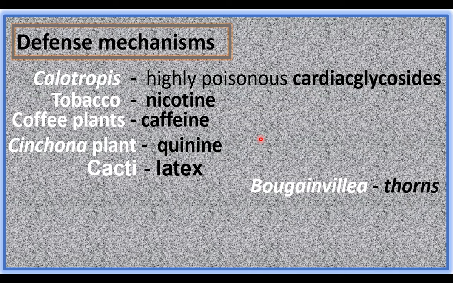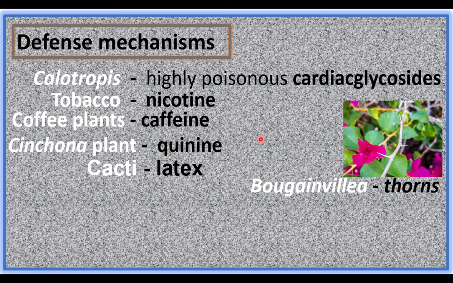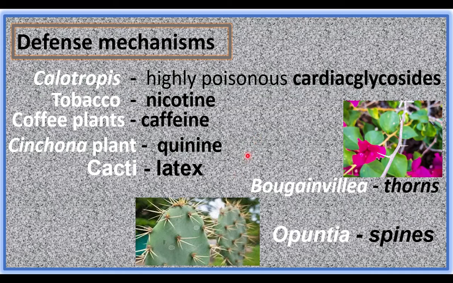The Bougainvillea plant has thorns. Opuntia has spines. The spines, thorns and chemicals act as defense mechanisms that help the plants escape from the predators.